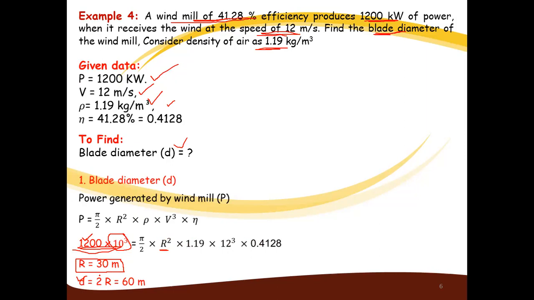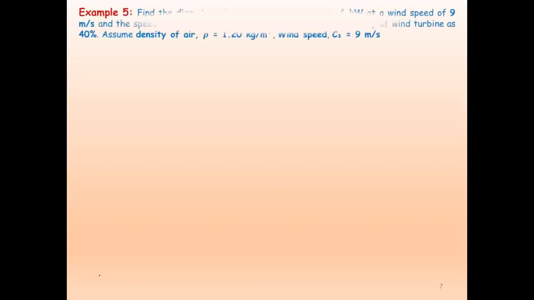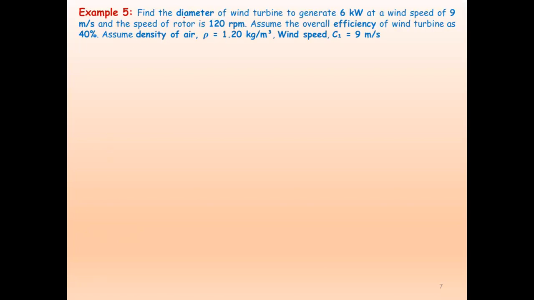So this is again a small example where a blade diameter, or we have to find out the radius. Now in the last one, radius is given, we have to find out the power. Now here power is given, we have to find out the radius or diameter. Now next problem is again based on the same wind turbine. Here again we have to find out the diameter, same.